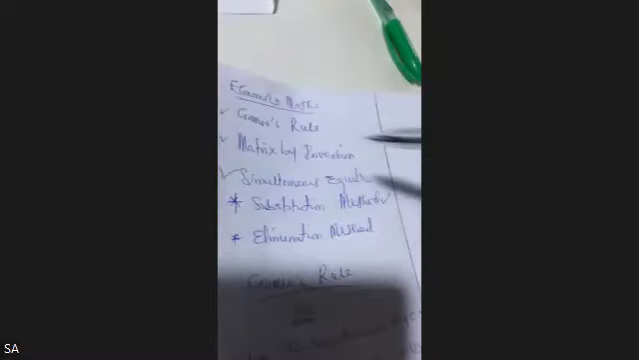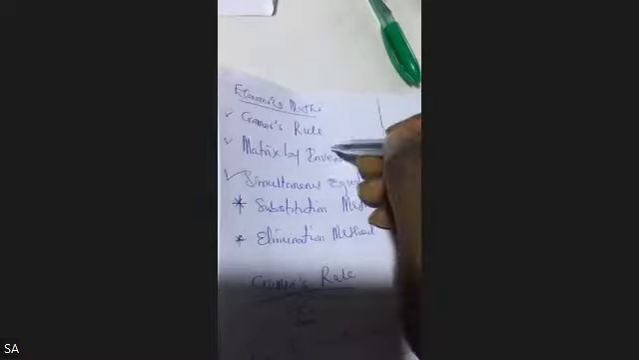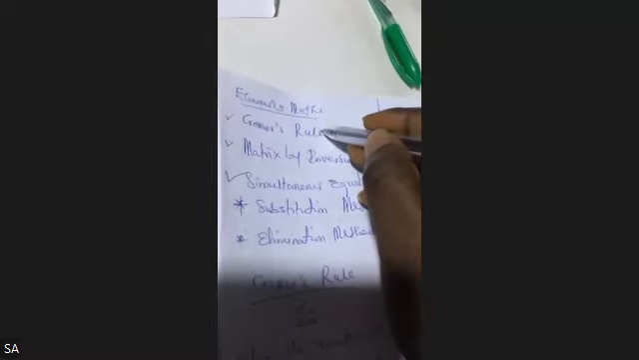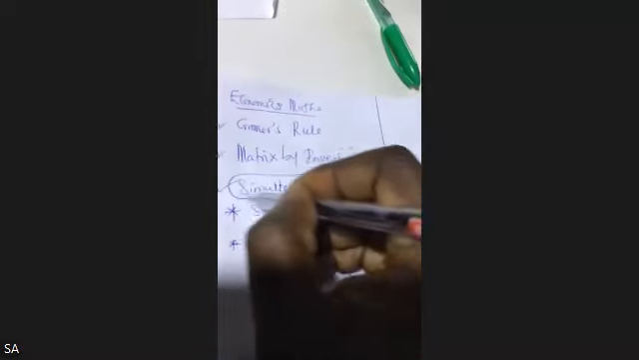Okay, so tonight we are looking at simultaneous equations. Everything here is under simultaneous equations. You can use the elimination method, the substitution method, matrix by inversion, or Cramer's rule. So the mother of all of these principles is actually simultaneous equations.